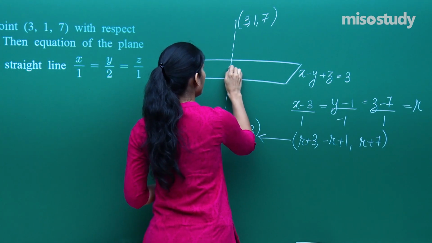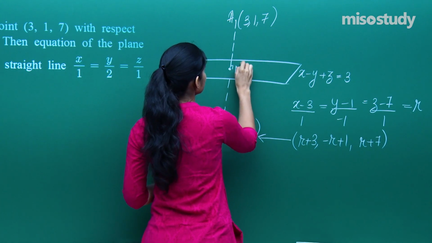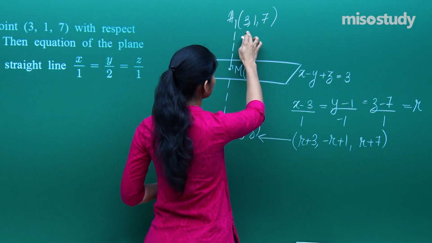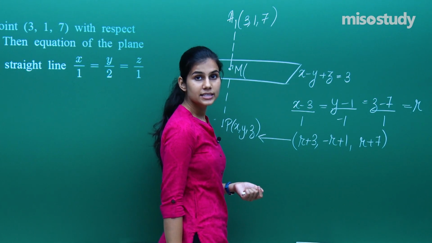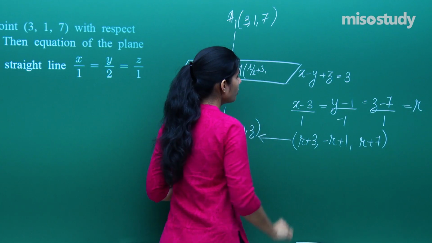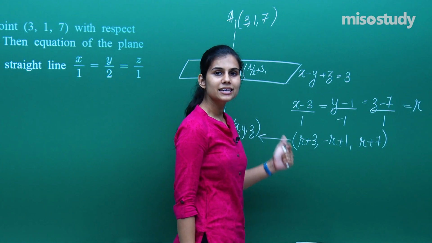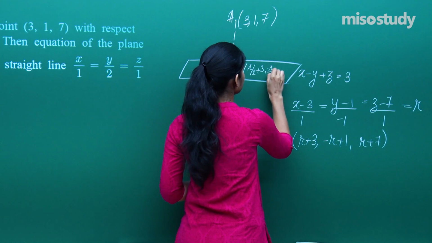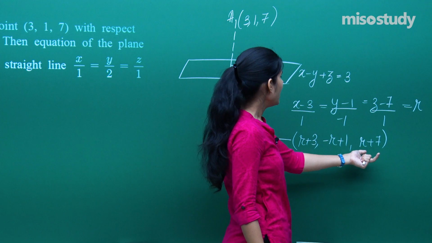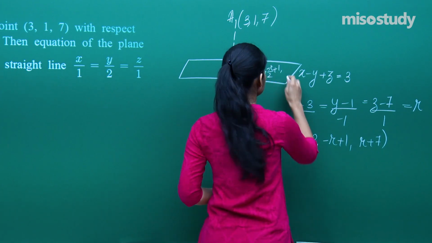Talking about the midpoint of this particular segment, say AB or AP, say M is the midpoint, what will be the coordinates of the midpoint? It will be (r plus 6)/2, which is r/2 plus 3, comma (minus r plus 2)/2, which is minus r/2 plus 1, and then (r plus 14)/2, which is r/2 plus 7.